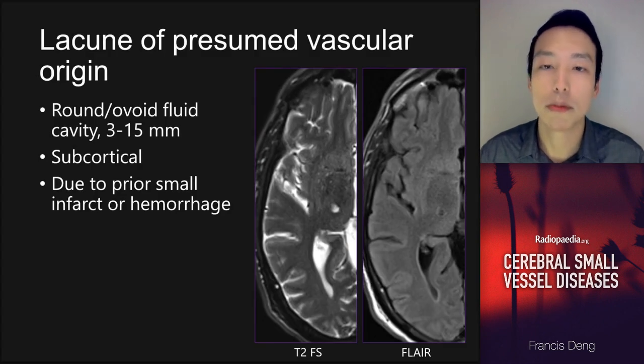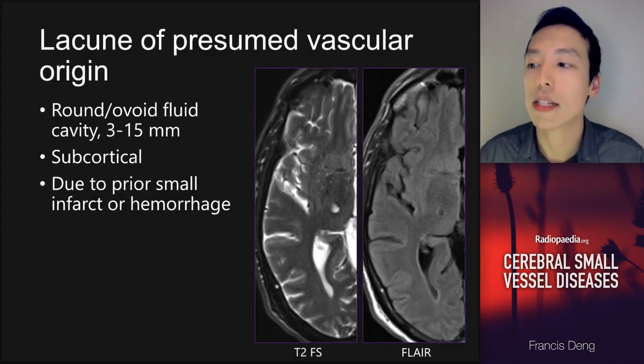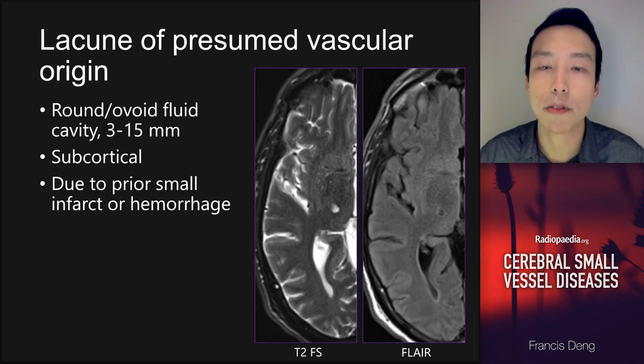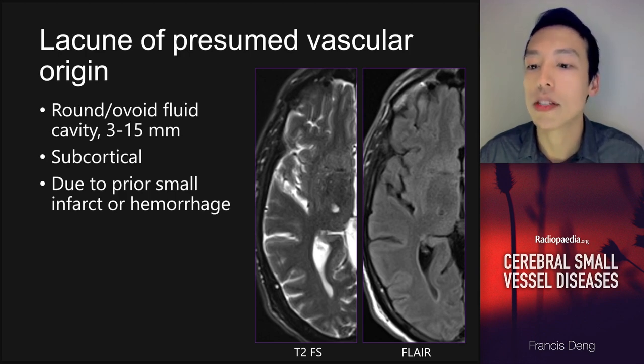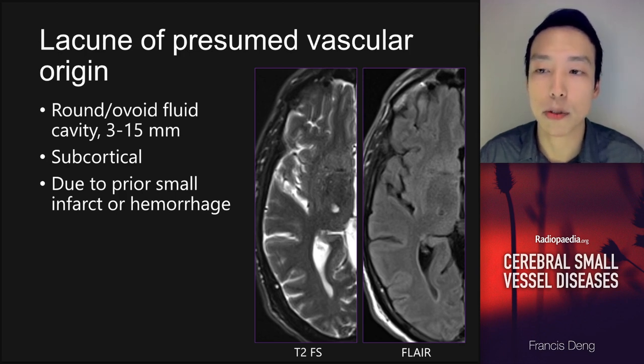A lacune of presumed vascular origin is a round or ovoid fluid-filled space. It follows CSF signal intensity. It's 3 to 15 millimeters in size. It's subcortical, meaning sparing the cerebral cortex. And it is most commonly due to a prior small subcortical infarct.